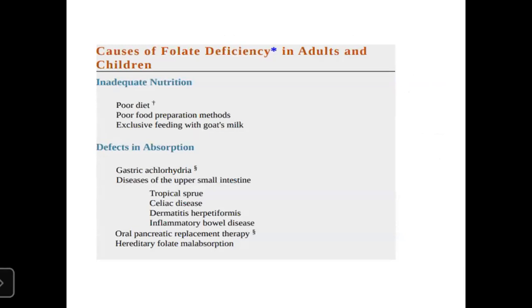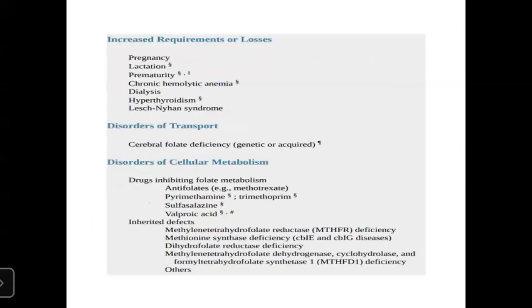If we give only goat milk, folic acid deficiency. Another is deficiency in absorption such as gastric HCl decrease, called achlorhydria. Diseases such as small intestine disease, tropical sprue, celiac disease, dermatitis herpetiformis, inflammatory bowel disease, oral pancreatic replacement therapy, hereditary folate malabsorption, increased requirements or losses that can be in case of pregnancy, lactation, prematurity, chronic hemolytic anemia, dialysis, thalassemia, sickle cell anemia.